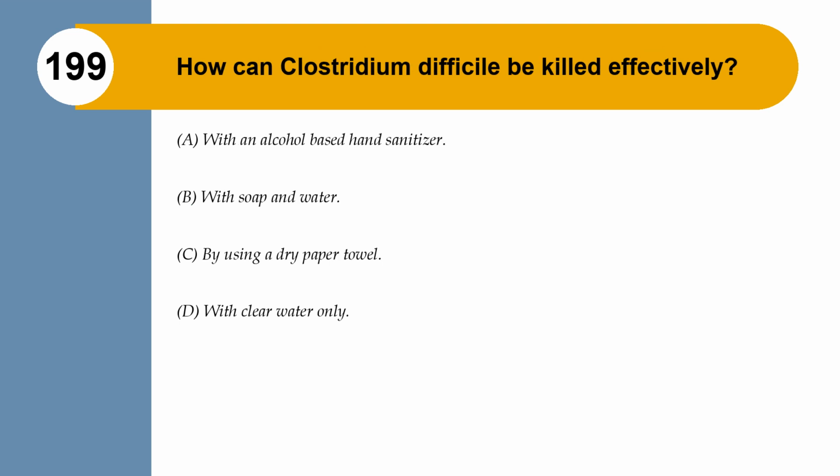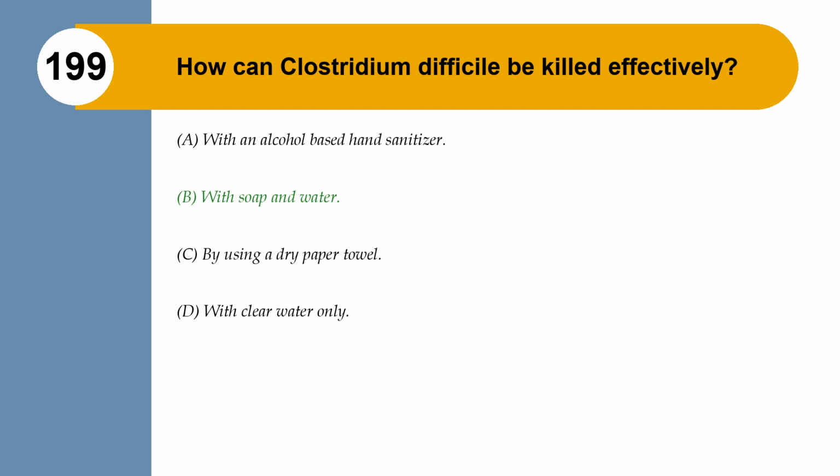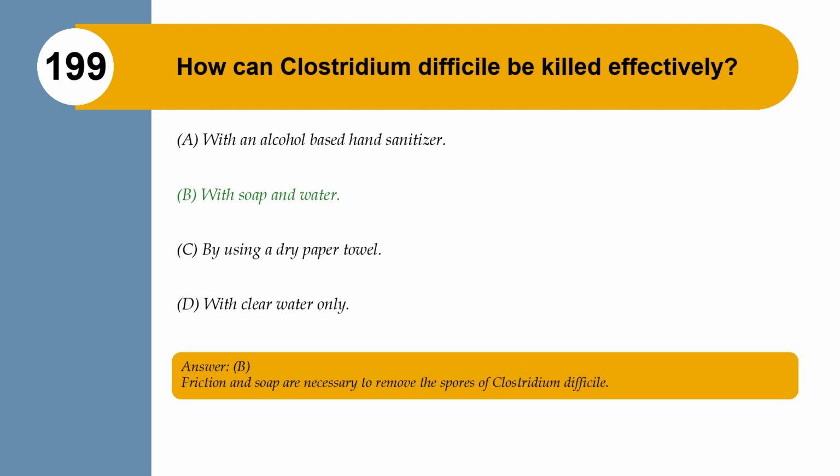Question 199. How can Clostridium difficile be killed effectively? Option A, with an alcohol-based hand sanitizer. Option B, with soap and water. Option C, by using a dry paper towel. Option D, with clear water only. The correct answer is option B, with soap and water. Explanation: friction and soap are necessary to remove the spores of Clostridium difficile.